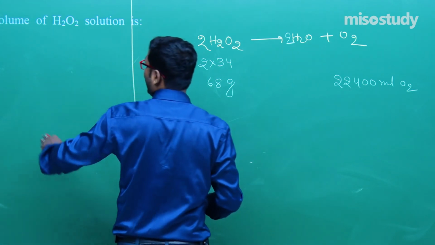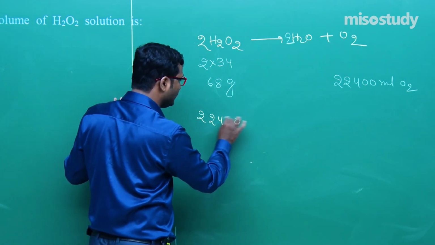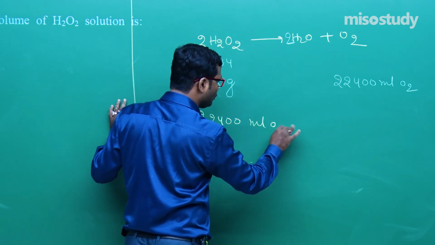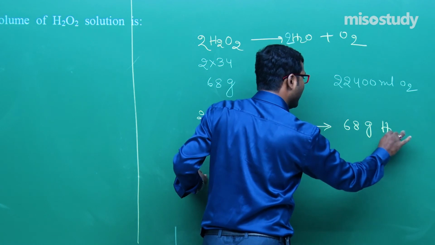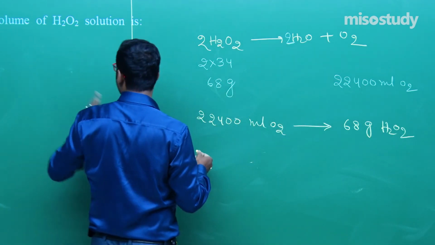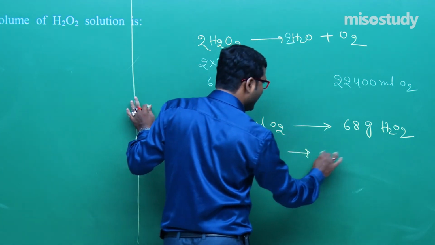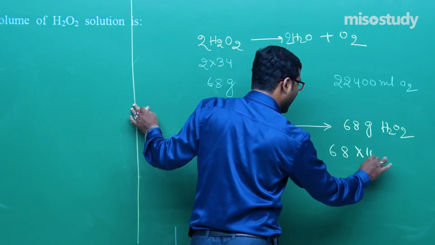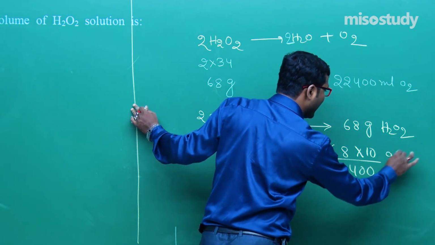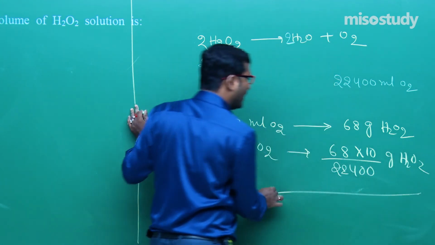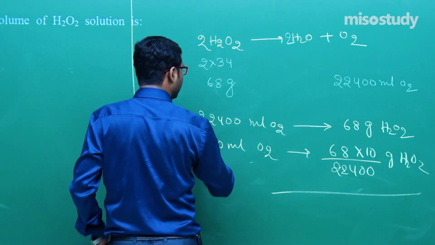Clear? Now, at 10 volume, 22400 ml of O2 is found from 68 gram of H2O2. Clear to you? Now 10 ml of O2 is found from 68 into 10 divided by 22400 gram H2O2. Now after solving, what do we get? We get this is the complete strength.